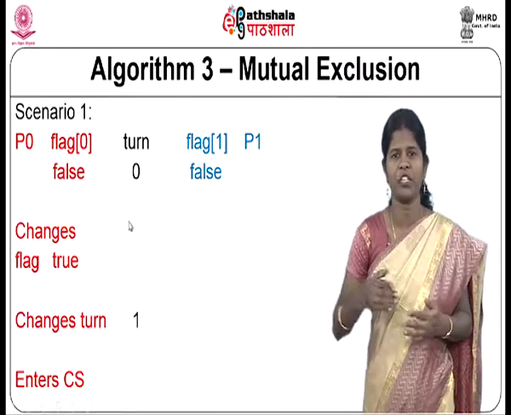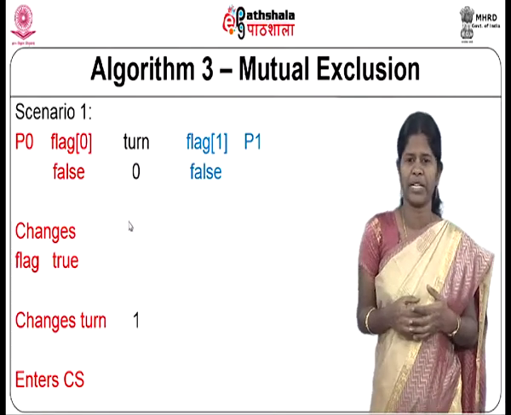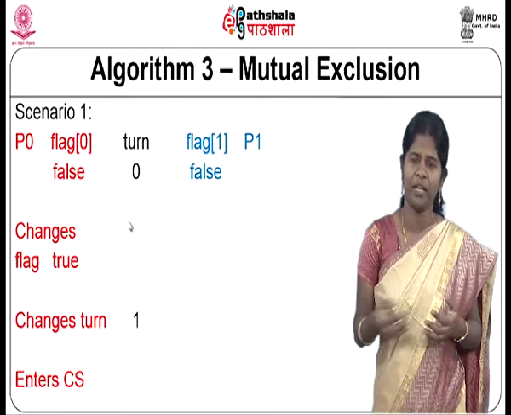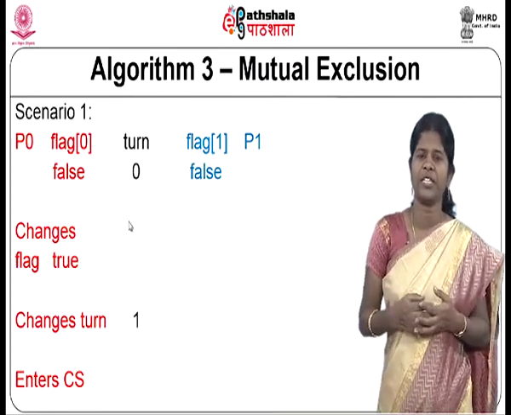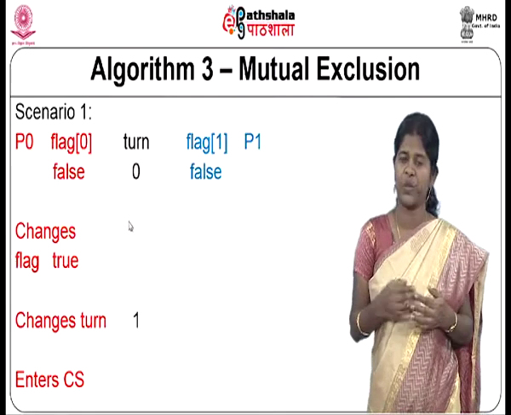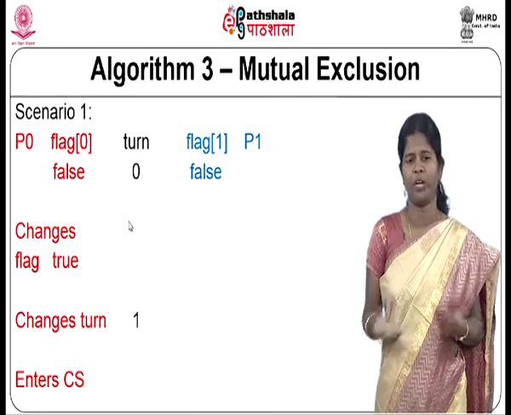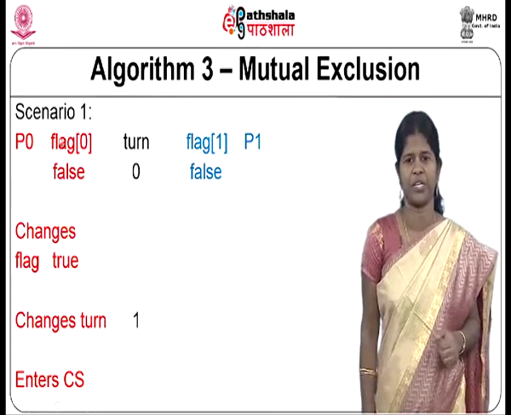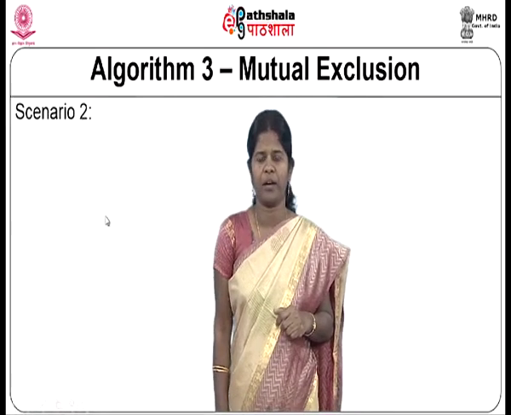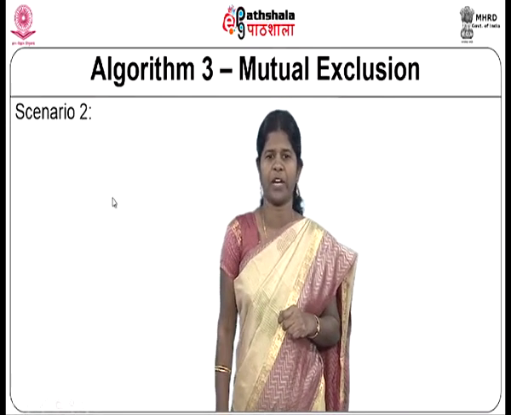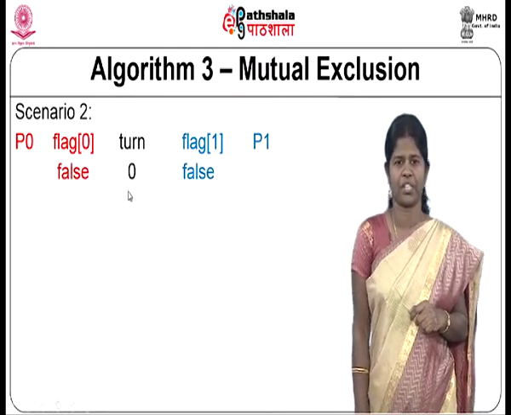Because P1 is not attempting to enter the critical section, P naught comes out of the critical section safely and is in the exit section. What does it do? It changes the value of its flag to false. So, flag of 0 is made false and P naught goes to the remainder section. And now we will look at a scenario where we will see how mutual exclusion is satisfied when both the processes are trying to enter the critical section.